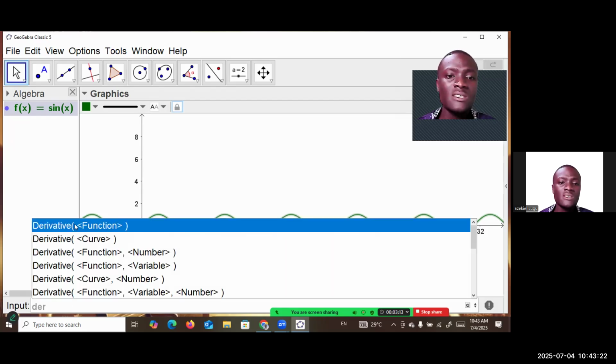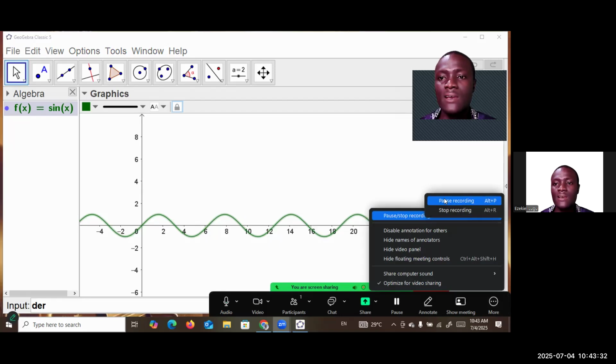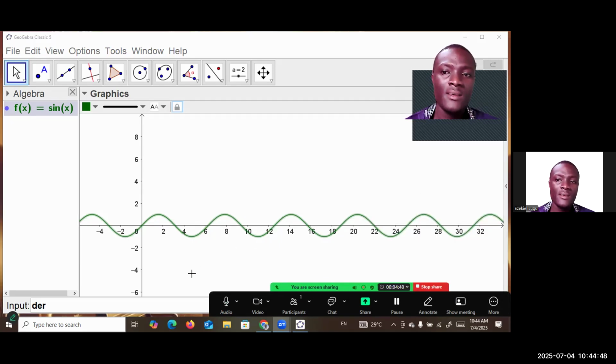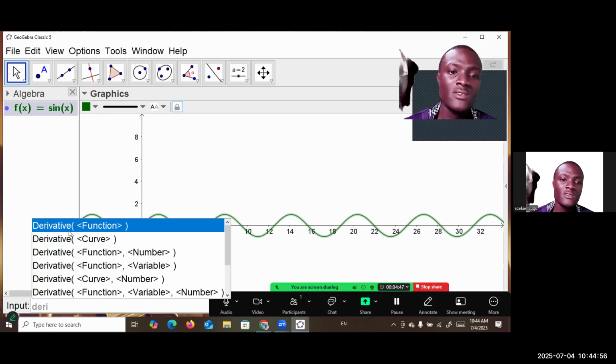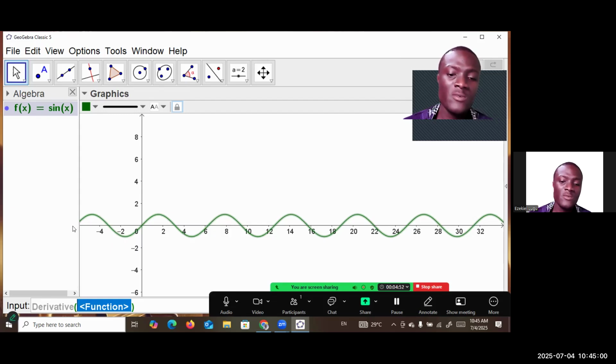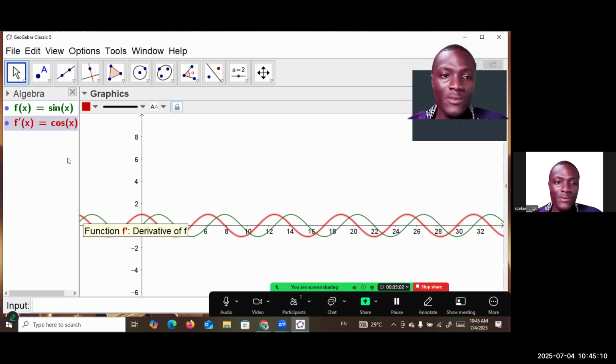So this is the function we are picking. We are just going to find the derivative of it. Just type derivative, and it appears, because it's a function that we are using. The name of our function is f. So you can see when you type f prime of x, it gives you cos. When you differentiate sine, you get cos, and this is the graph of it.